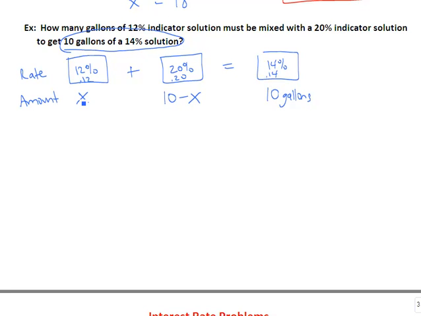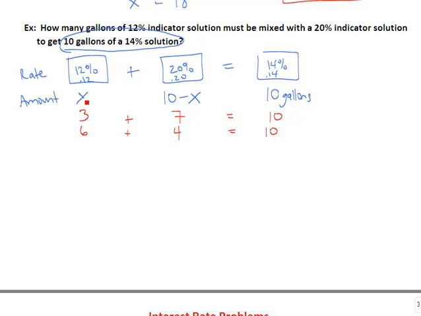For example, if I know that I have 3 gallons of the 12% solution, then that forces me to need 7 gallons of the 20% solution so that I end up with 3 plus 7, or 10 total gallons. Or for example, if I had 6 gallons of the 12% solution, I would need 10 minus that, or 4, so that I add up to 10 in my total quantity.